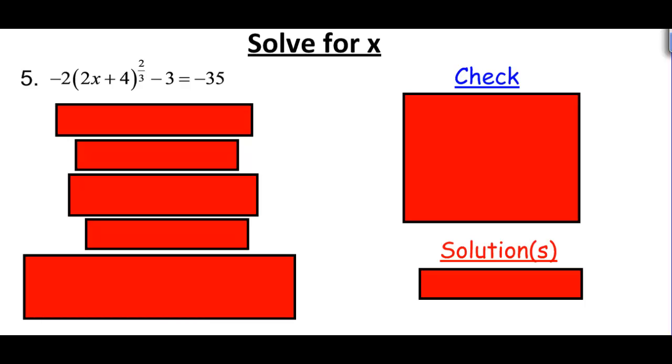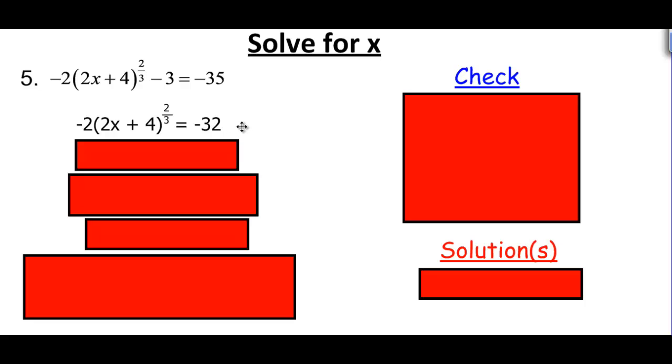So let's go back to one of our exponential problems. So again, this one's a little bit more complicated. First thing I want to do is add 3 to both sides, and that's going to get me a -32. But I want to get rid of this -2, so again I'm going to divide both sides by a -2, which gets me a +16.